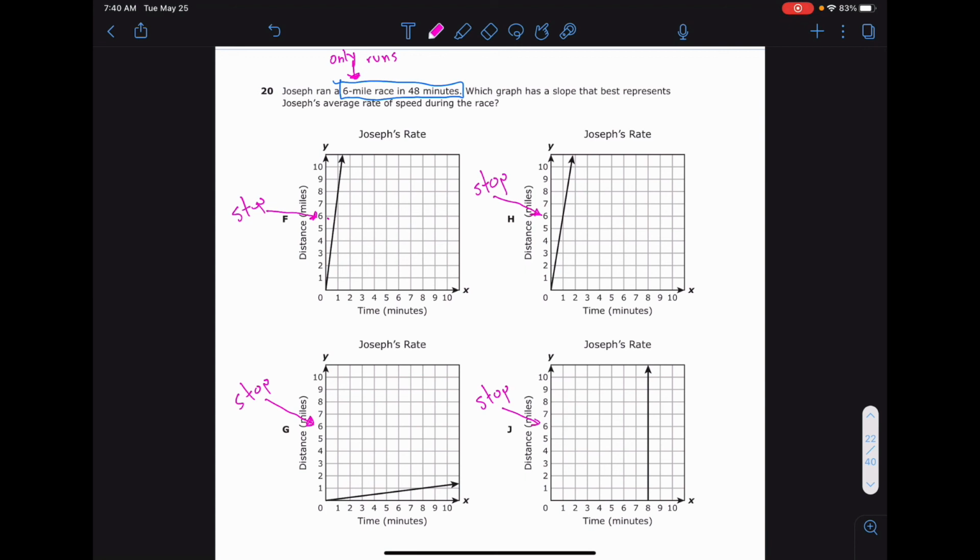Which one of these is going more than 6 miles? ¿Cuál de estos se está yendo más que 6 millas? ¿Cuál tiene más que 6 millas? That is F, H, and J. That means I can eliminate F, H, and J. My answer is G. I eliminated F, H, and J because he stops at 6. He only runs 6 miles. Puedo eliminar F, H, y J porque se pasa de 6 millas. Él nada más corre 6 millas. All you have to do is just read. Nada más tienen que leer.